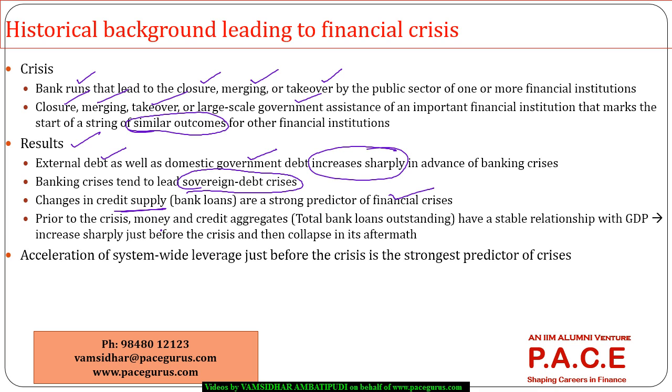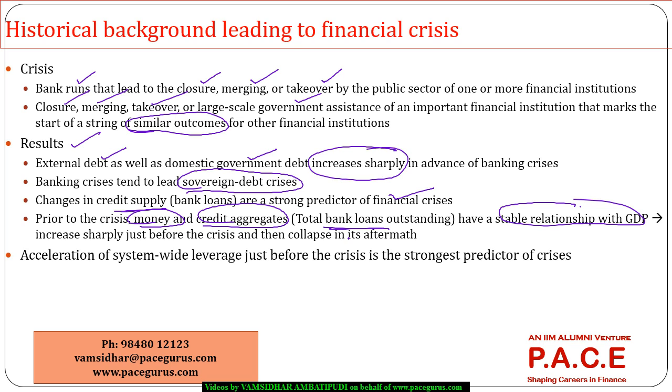Prior to the crisis, if you see the money as well as the credit aggregates, the different kinds of money supplies as well as the credit aggregates, when I am talking about credit aggregates, the sum total of the overall outstanding loans that the banks had, they had, in general cases, a stable relationship with the GDP. But just before the crisis, these numbers increased quite drastically. But once the crisis starts, you see that these numbers go lower and lower.